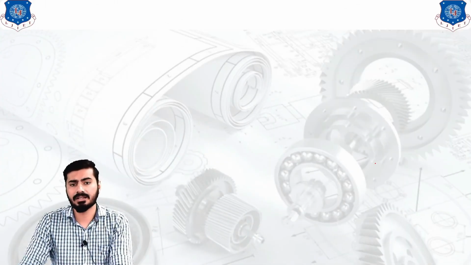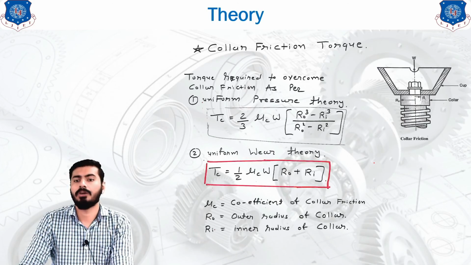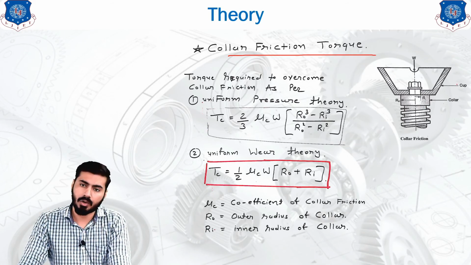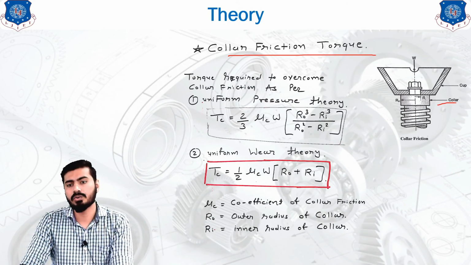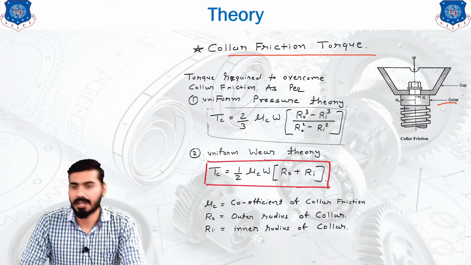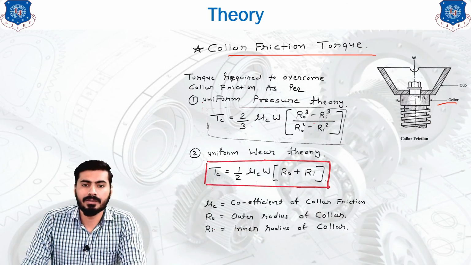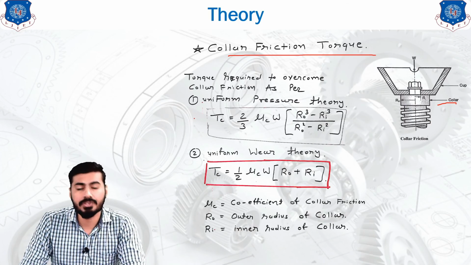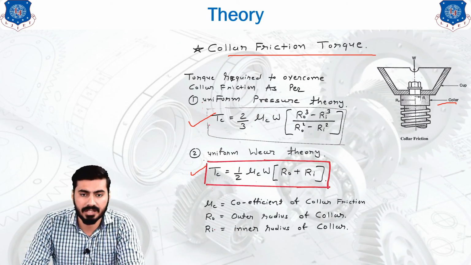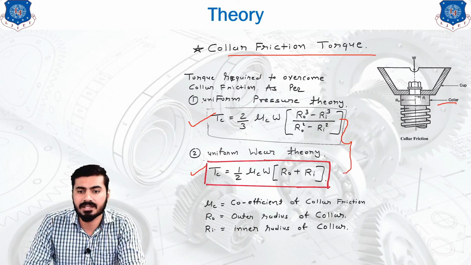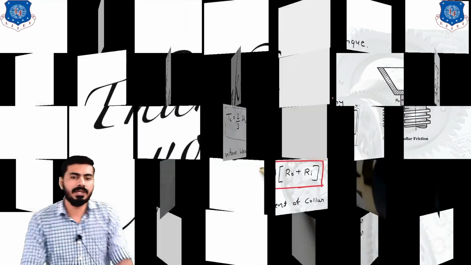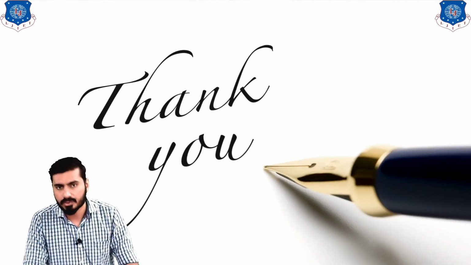Now we will see another theoretical portion of this lecture, that is the collar friction torque. If you consider the collar, which is required to impart the rotary motion without the rotation of the screw, then you will have to consider the collar friction, and collar friction can be calculated using two different theories, uniform pressure theory and uniform wear theory. Both equations should be remembered by each and every student in order to calculate the collar friction in your examples.